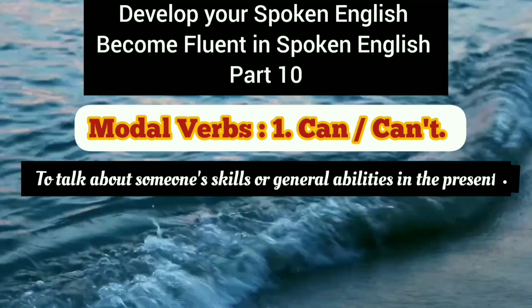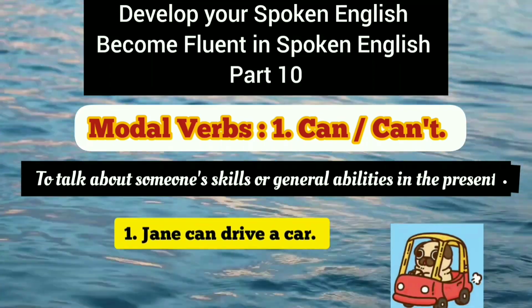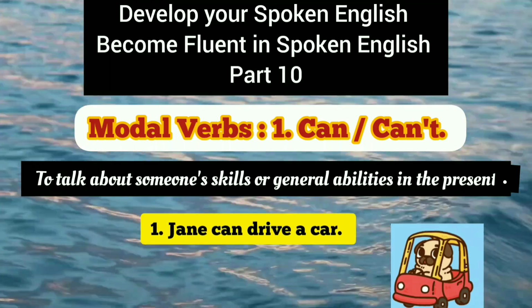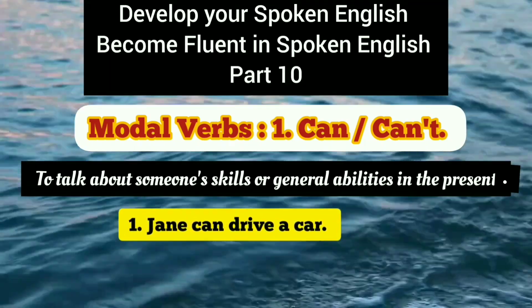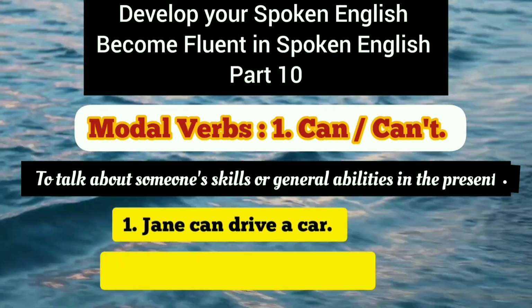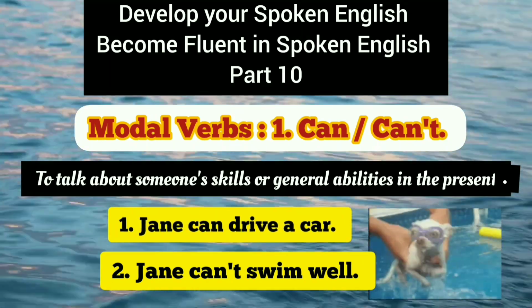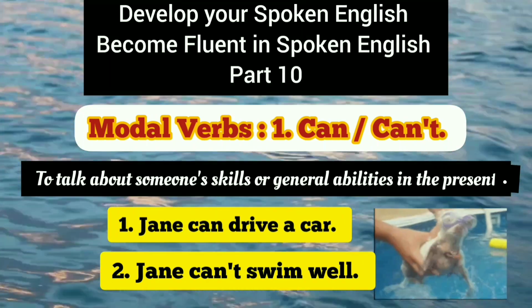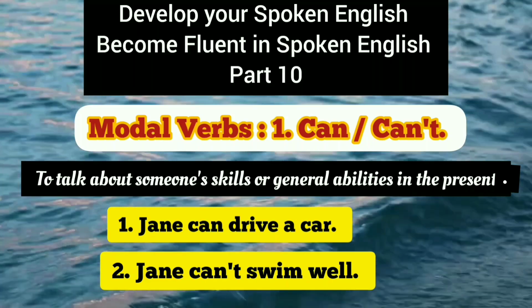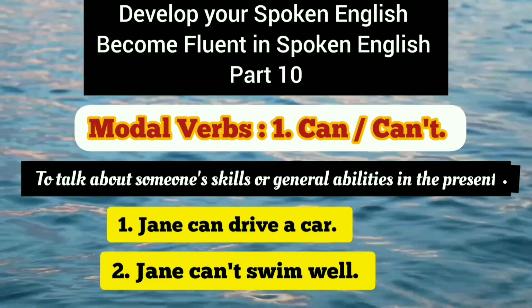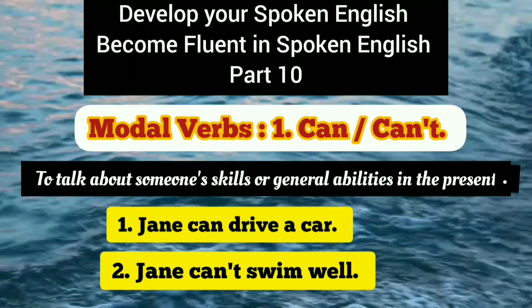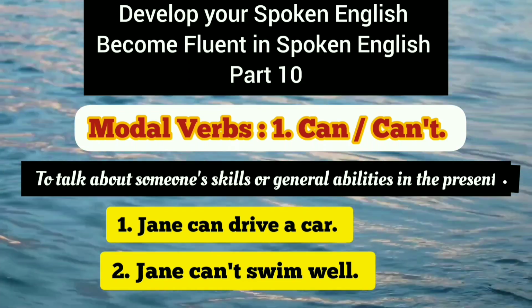So let us see some examples. Jane can drive a car. So I'm talking about her ability. Again, we can make a negative sentence, then you have to use can't. Jane can't swim well. So the negative of can is can't when you're talking about someone who cannot perform some task or someone who doesn't have some skills. So that time we use can't. So Jane can't swim well.